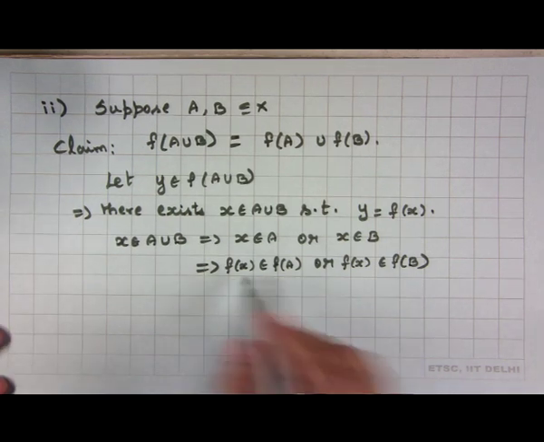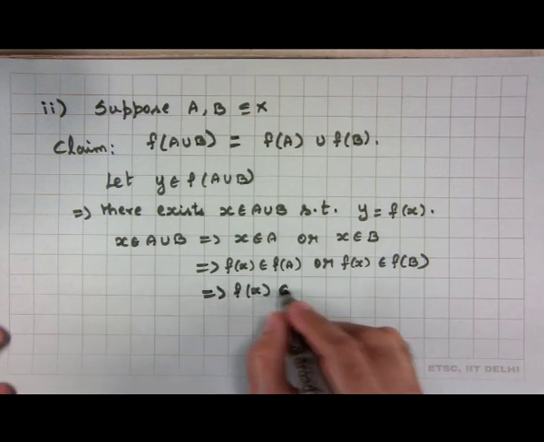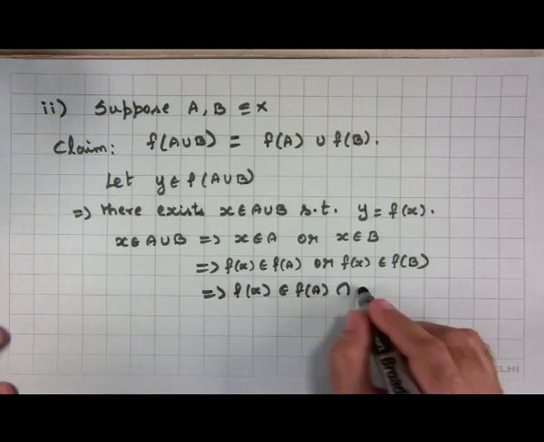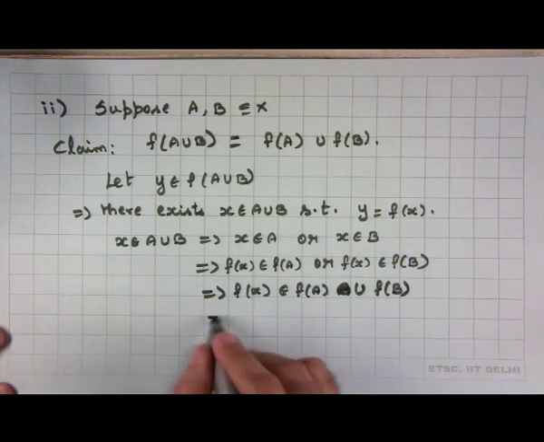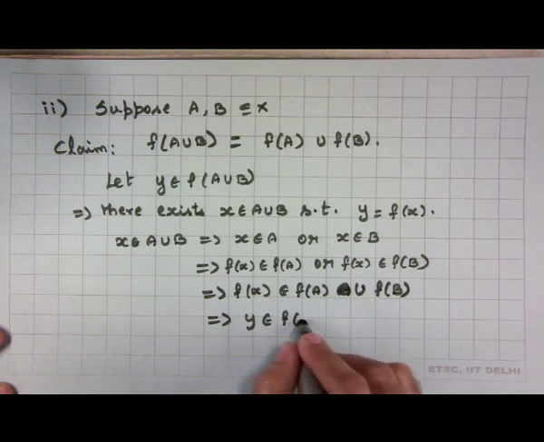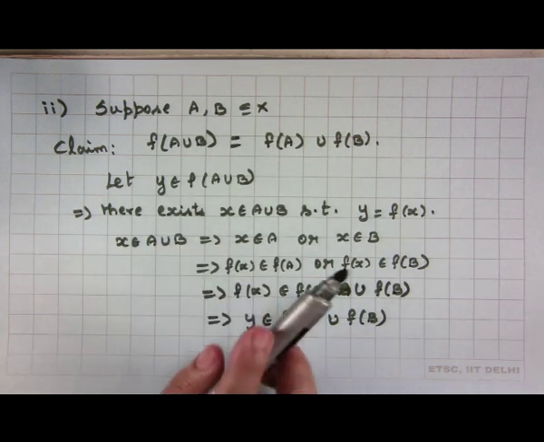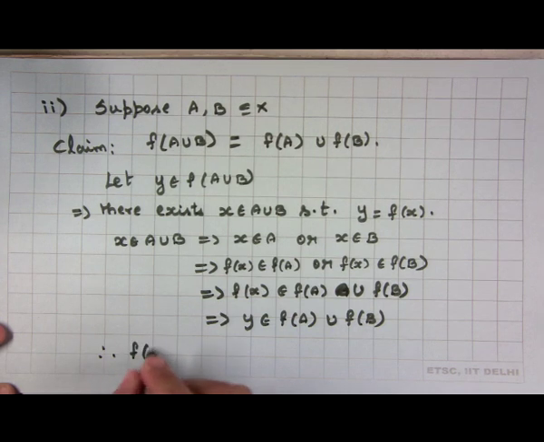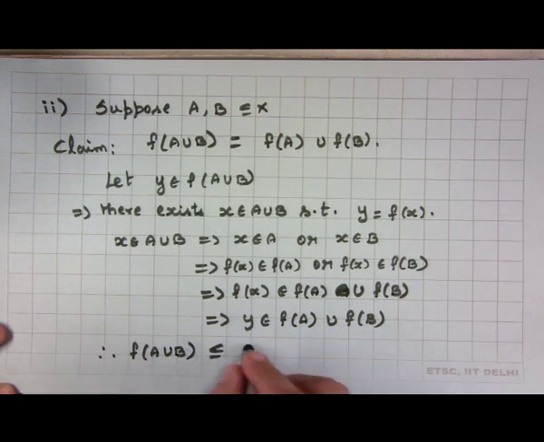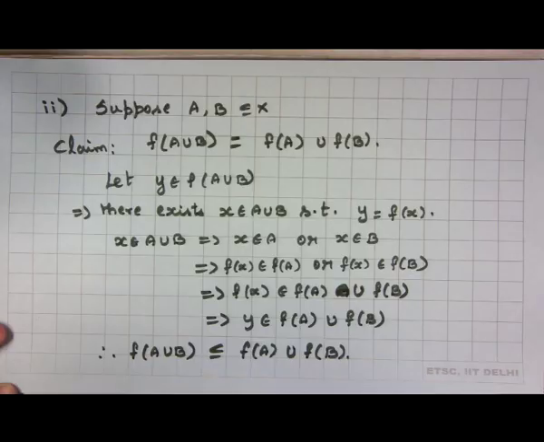So, once you know that f x belongs to f A or f x belongs to f B, this implies that f x belongs to f A union with f of B, and f x is exactly y, that implies that y belongs to f A union f B. We started with an element y in f of A union B and ended by proving that y belongs to f A union f B. Therefore, f of A union B is contained in f of A union f of B. Now, let us prove the converse part.